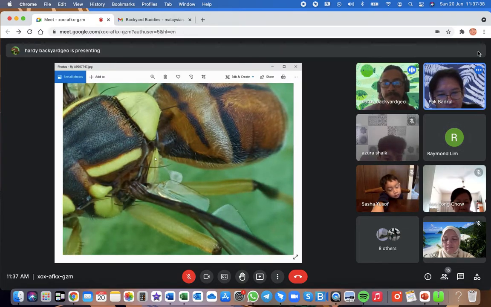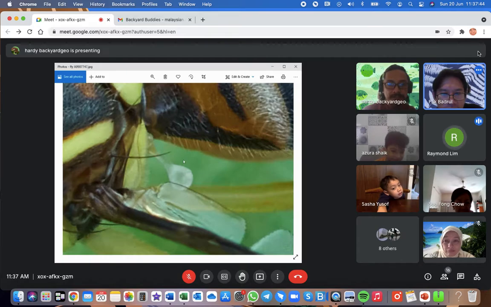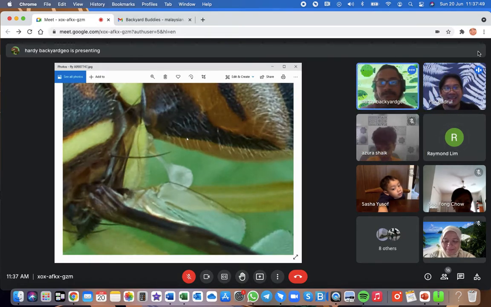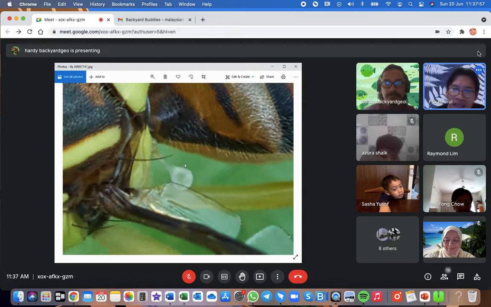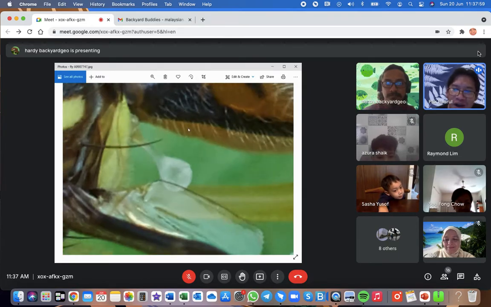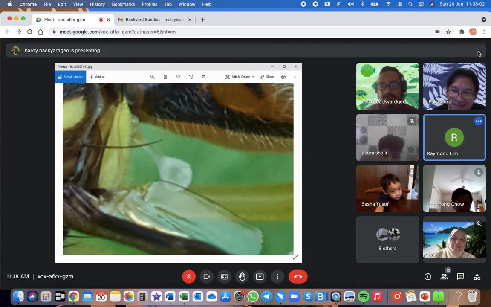This is the second pair. It's like a chicken drumstick. You can see that? It's actually a wing, but a modified one. The function of this one is to balance themselves when they fly. It's called halters.